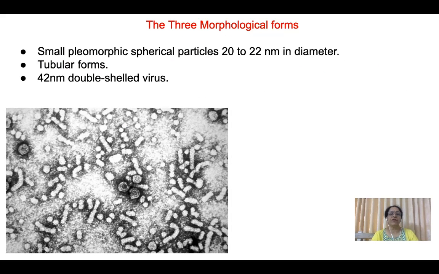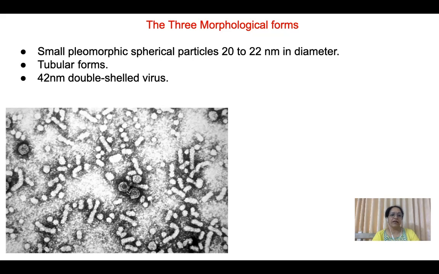There are three morphological forms of hepatitis B virus. The small pleomorphic spherical particles, as you see in this figure, these are spherical particles. These are also called Dane particles. These are 20 to 22 nm in diameter, while the second form which may appear during infection in the blood is a tubular form. In this figure you can see this tubular form, and here the diameter is the same as spherical particles, that is 20 to 22 nm.